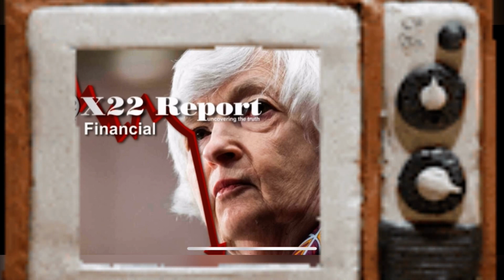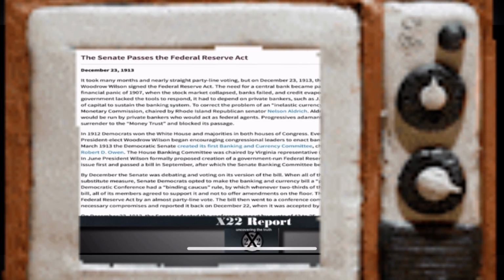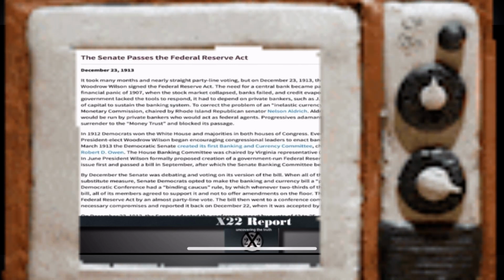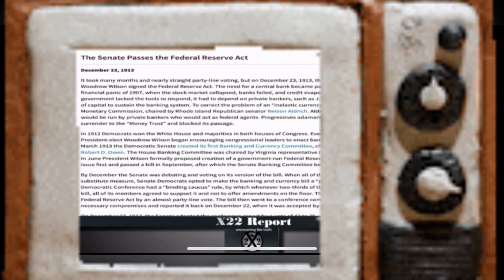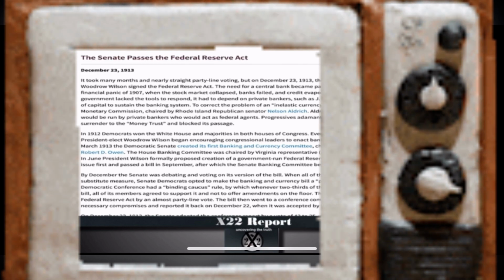And this is coming from the Senate.gov. And the headline is, "The Senate passes the Federal Reserve Act." And it says, "It took many months and nearly straight party line voting. But on December 23, 1913, the Senate passed and President Woodrow Wilson signed the Federal Reserve Act."